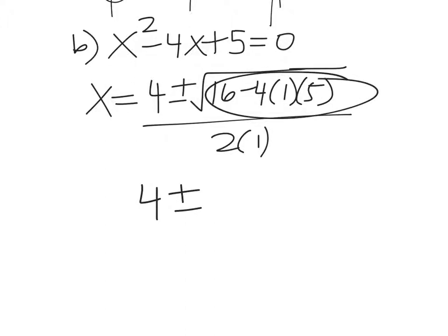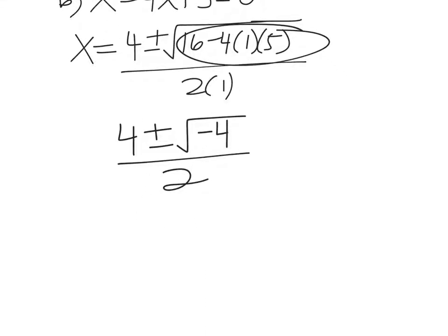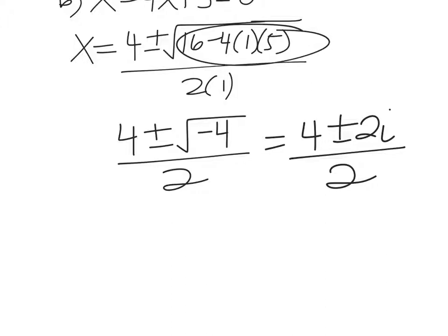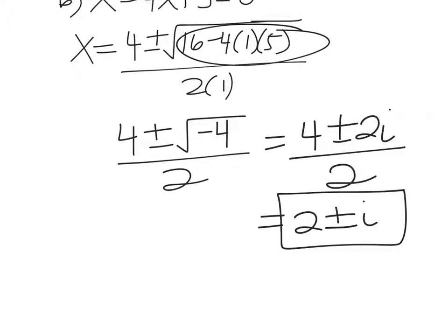You can do that on your calculator if you need to. But that's equal to negative 4. Ooh, negative 4. Aren't you guys so excited you were never allowed to take the square root of negative 4 till today? Yes. You're like, take me back to when math was easy. 4 plus or minus 2i over 2. And then simplify. 2 goes into 4 twice. 2 goes into 2 once. Those are your 2 answers. 2 plus i and 2 minus i.